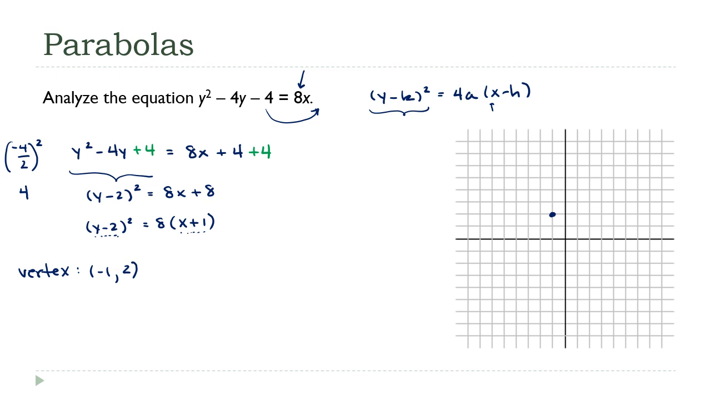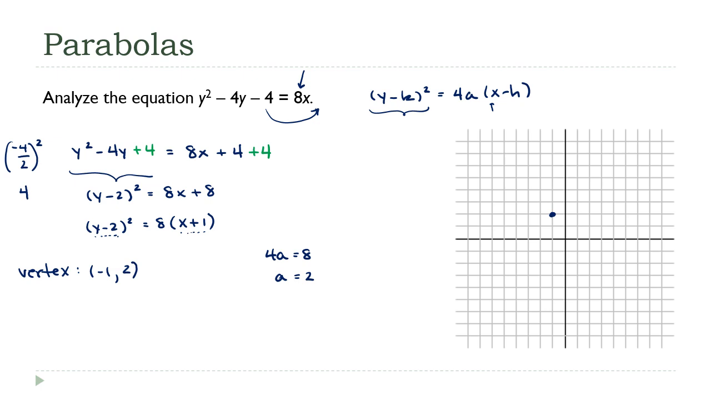Well, I'm going to take 4a, set that equal to 8, and that tells me that a is equal to 2. So my focal point and directrix are both 2 units away from that vertex. But in which direction?